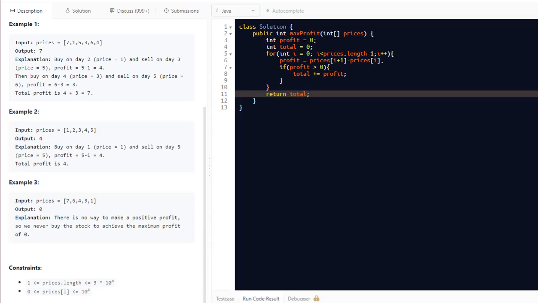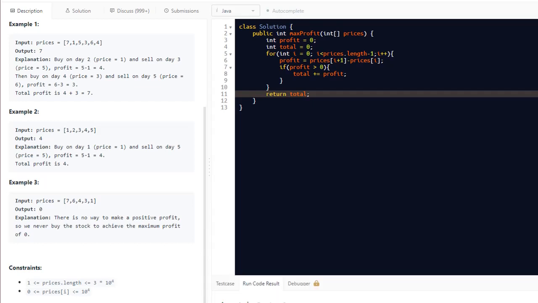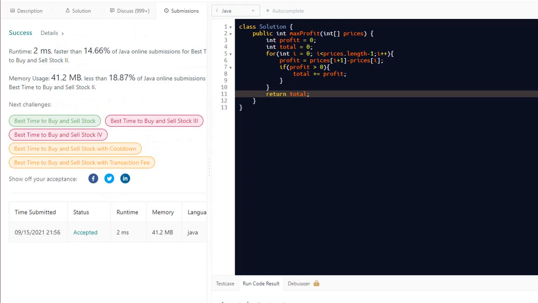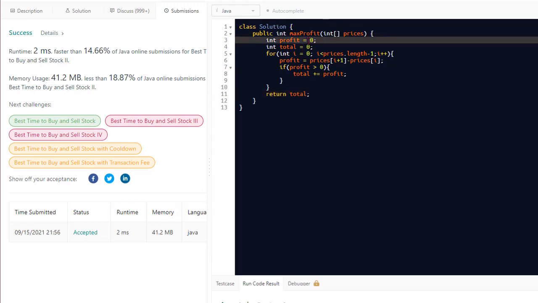Let's go ahead and hit submit. And there you go. So there is room to optimize, obviously, but that basically gets it done. And that's what I call a greedy approach.